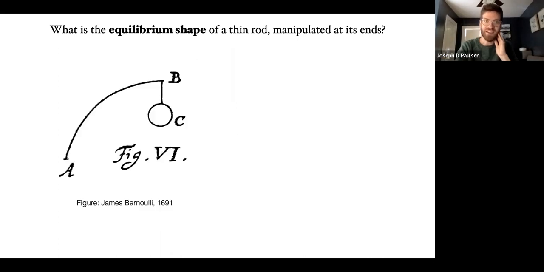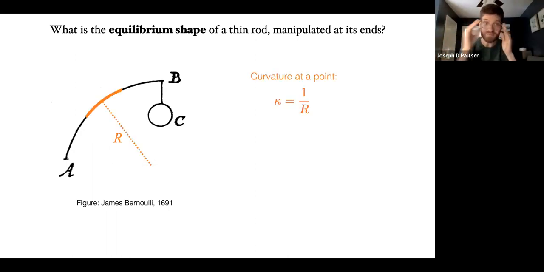It would take quite a while for James Bernoulli to come along and think about the problem again. In fact, James Bernoulli did not solve it, but his nephew, along with Euler, made some pretty important progress. So this is a very flimsy reed or rod that you're looking at, and it has a mass hanging from it. And again, the question is, what is the shape?